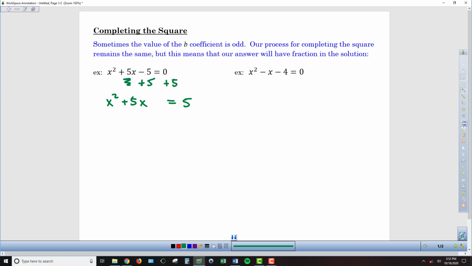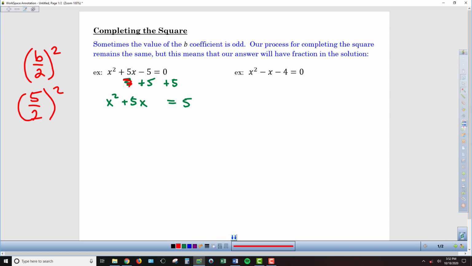And so the way we come up with that number is b divided by 2 squared, where b is the coefficient in front of the x. And so in this case, that coefficient is 5. So when I take 5 and divide it by 2, it doesn't divide in evenly.